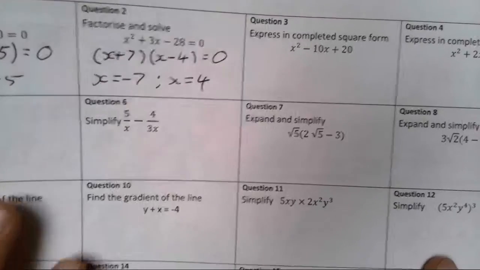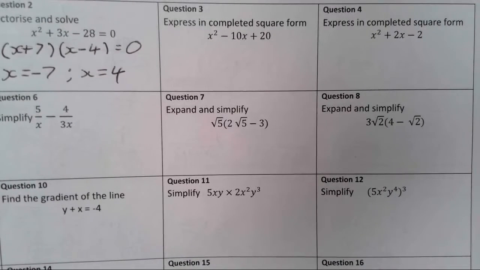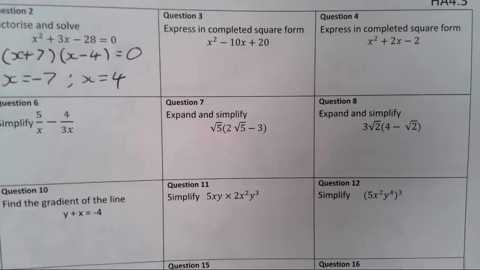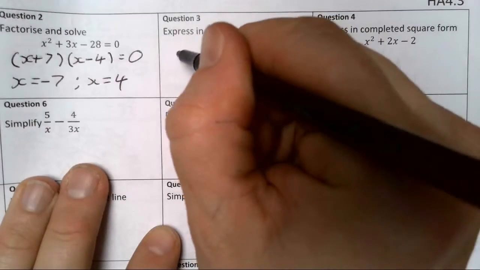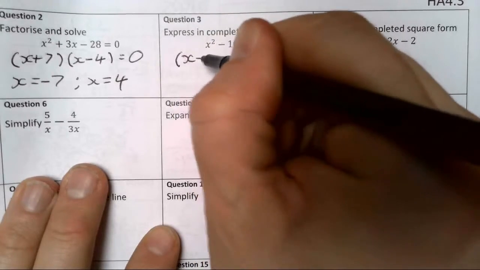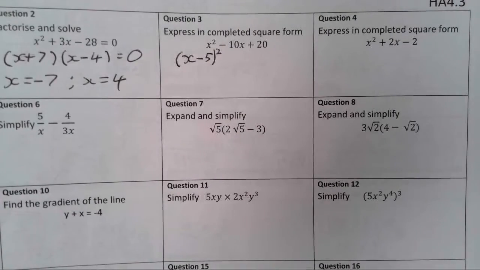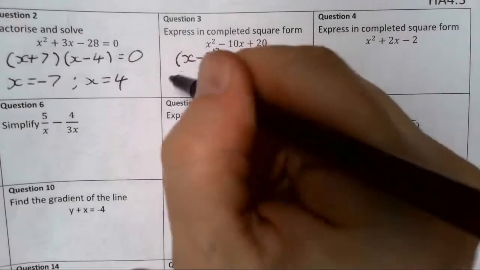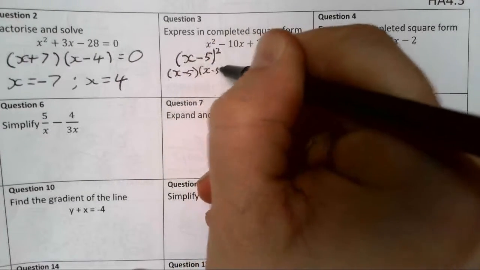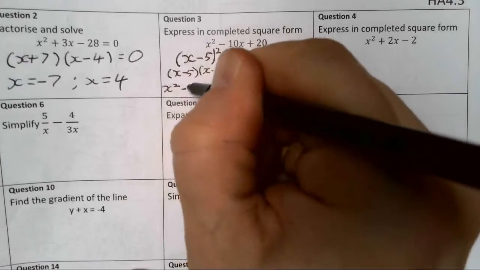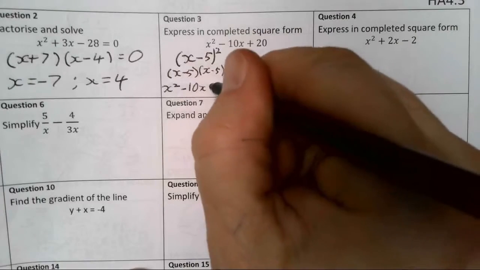Completed square form. So this is something which you've just seen in your homeworks, the last couple of homeworks. So slowly you're going to be able to get your head around it. I'm going to take this number and I'm going to half it. So that's going to give me x minus 5 all squared. Now, if I expand out x minus 5 squared, what I've got is x minus 5 times by x minus 5. That gives me x squared minus 10x, because I've got minus 5x and another minus 5x, plus 25.